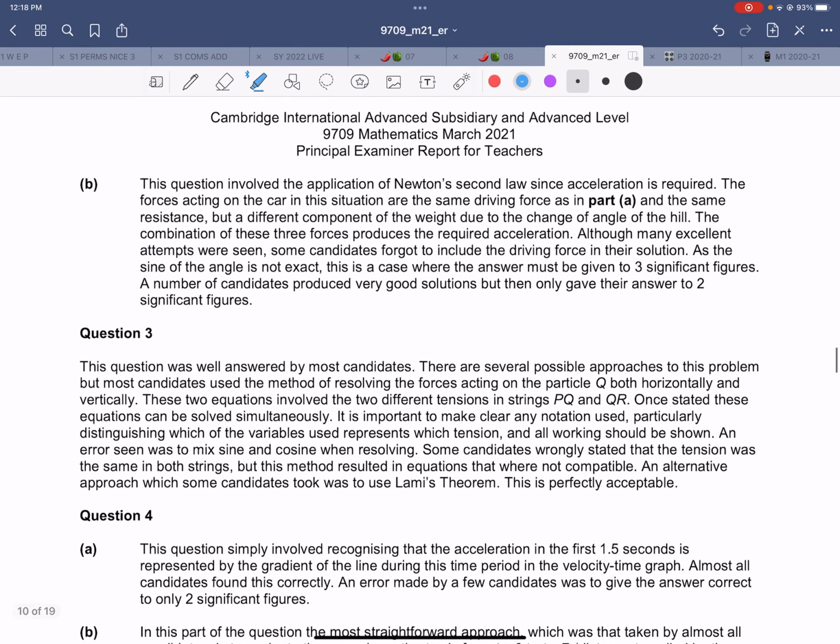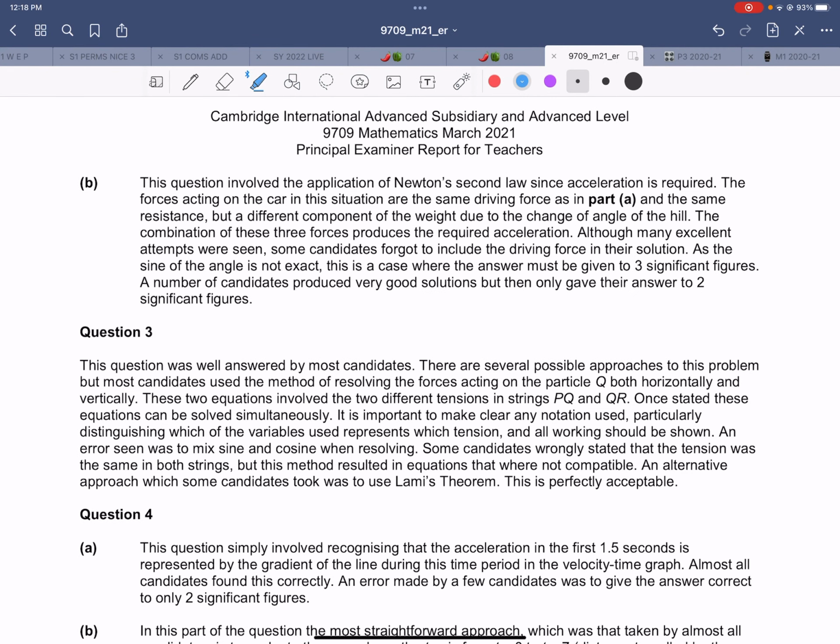The question involved the application of Newton's second law since acceleration is required. Actually, in the first one, of course, Newton's first law or second law is still applicable. The forces acting on the car in this situation are the same resistance, but a different component of the weight due to the change of the angle of the hill. mg sine theta, first it was 1 degree, now it's 2 degrees. The combination of these three forces produce the required acceleration.